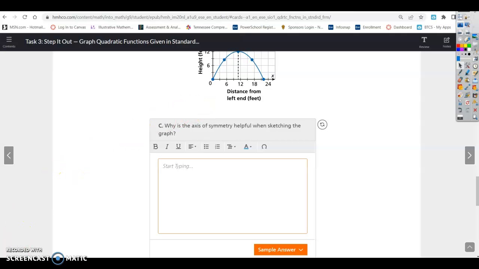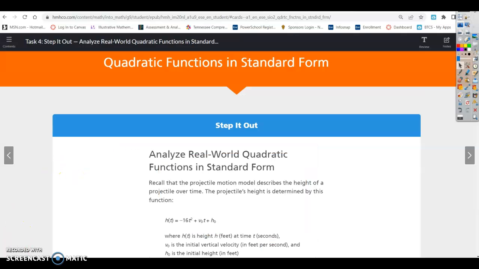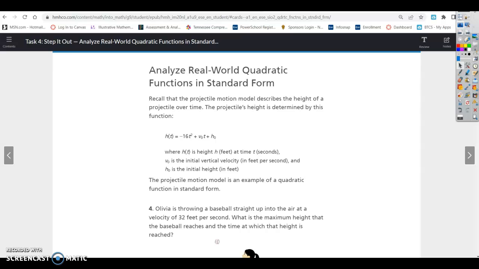All right, that's all for task 3. If you have any questions, let me know. Lesson 19.2, task 4. Analyze real-world quadratic functions in standard form.